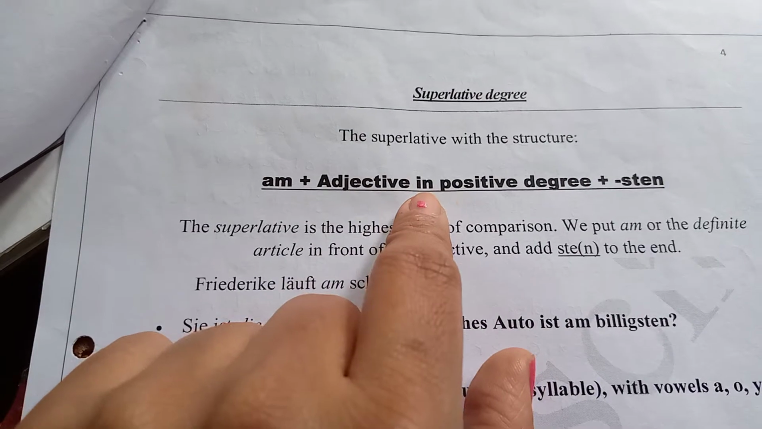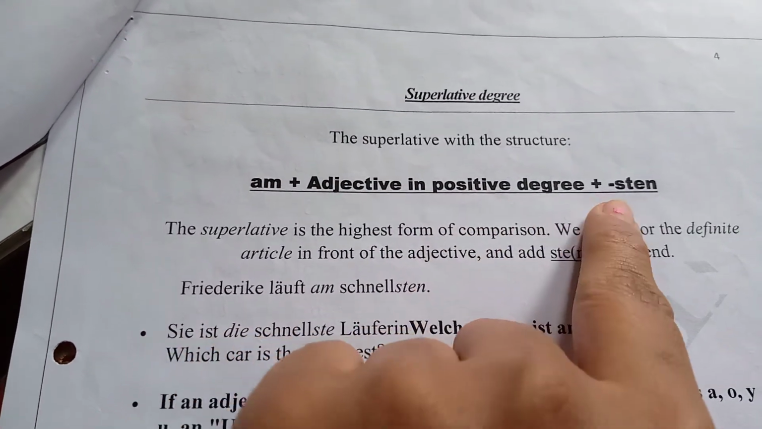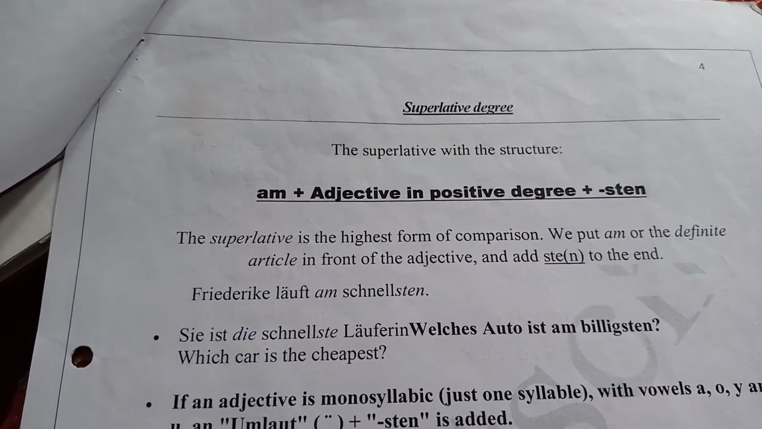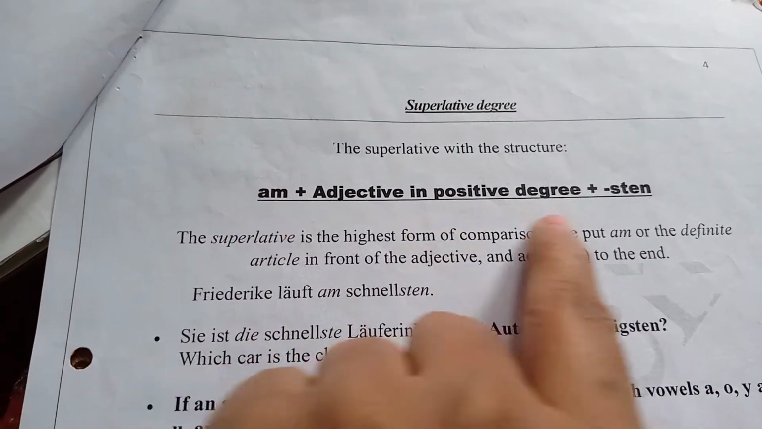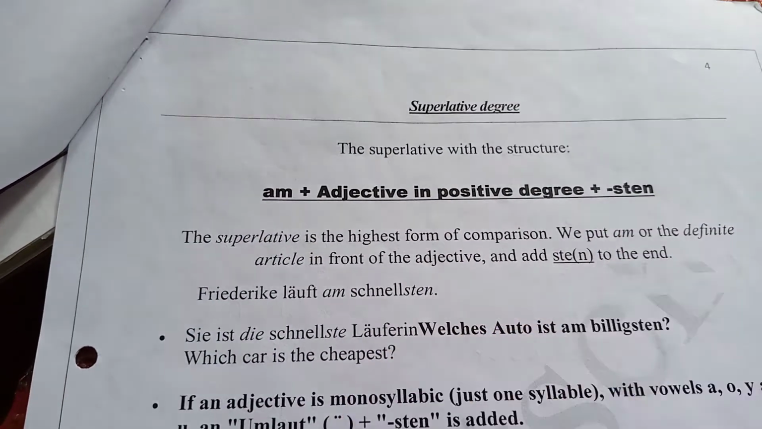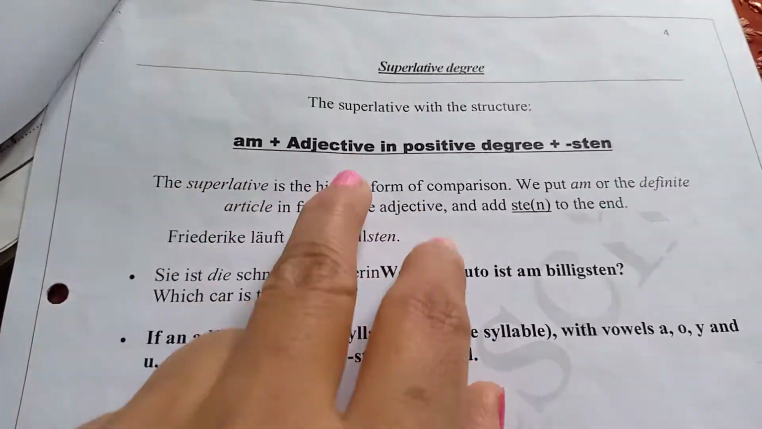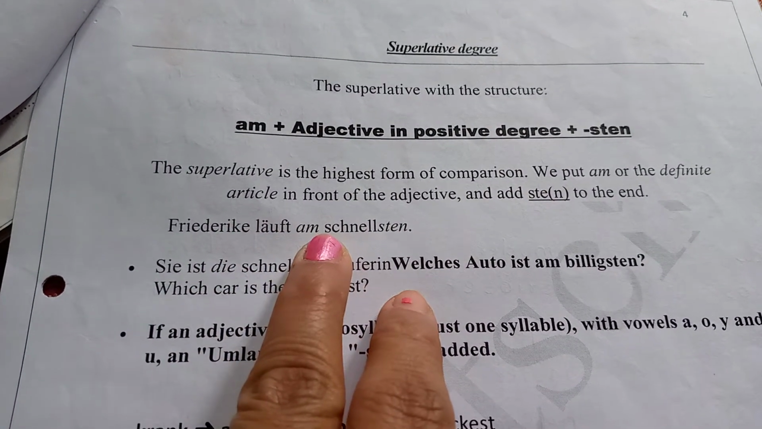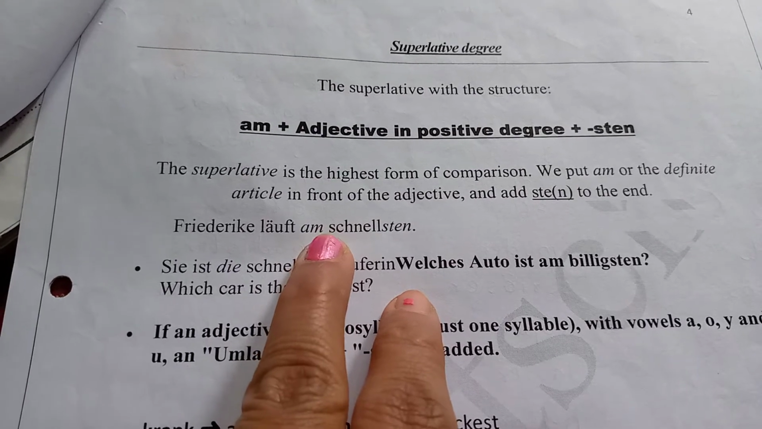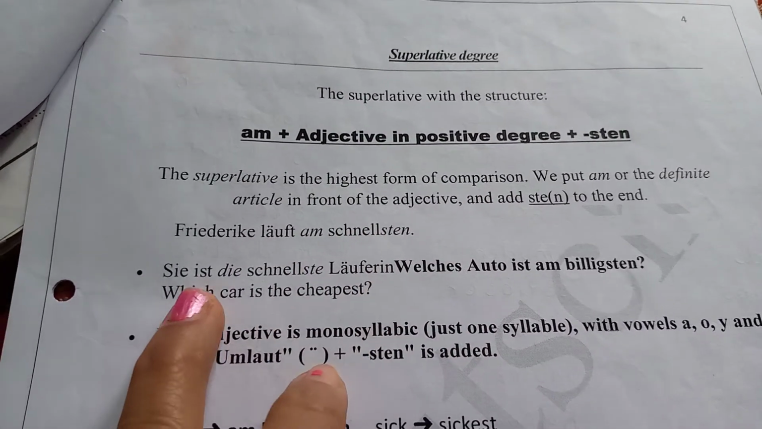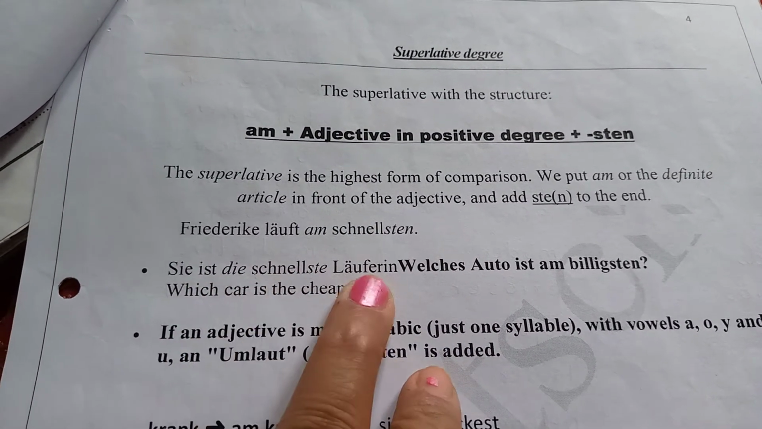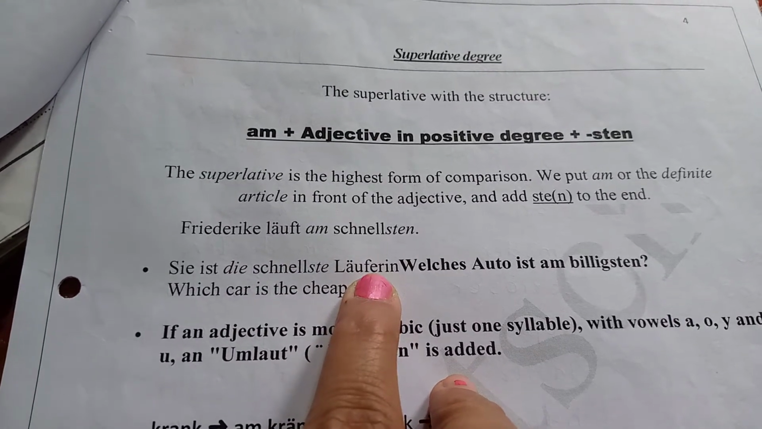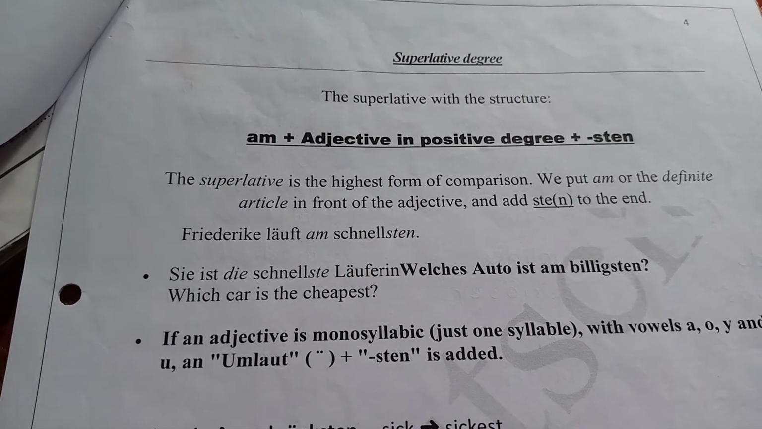Superlative degree: am plus adjective in positive degree plus sten. So before the adjective we add am and at the end we add sten. Now, Friederike läuft am schnellsten. Friederike runs the fastest. Sie ist die schnellste Läuferin. She is the fastest runner.